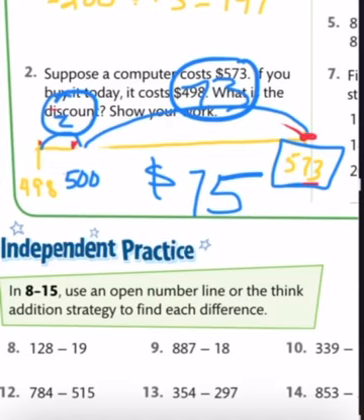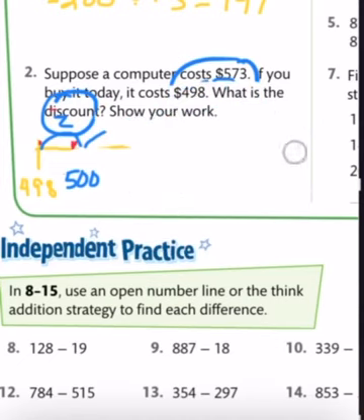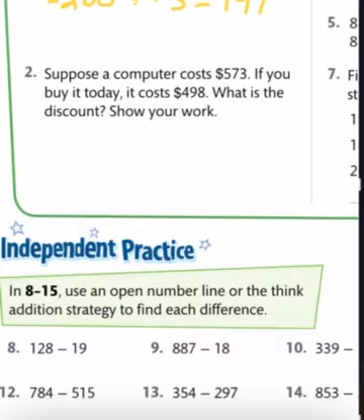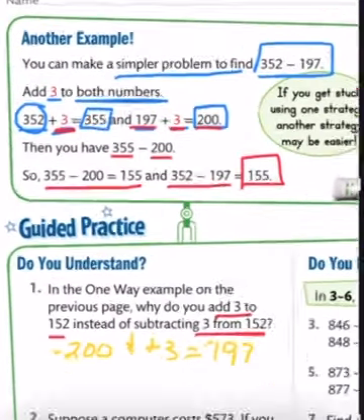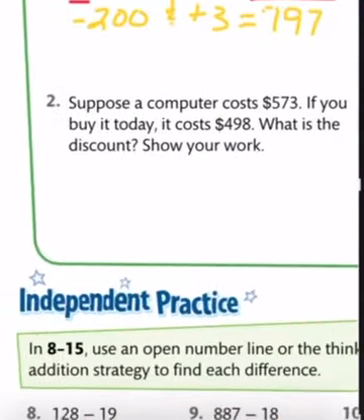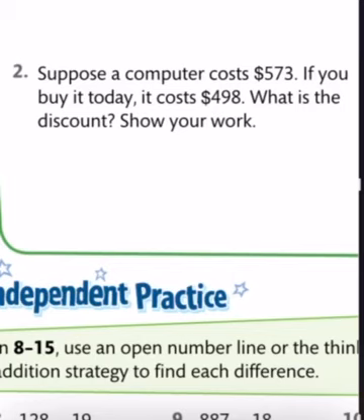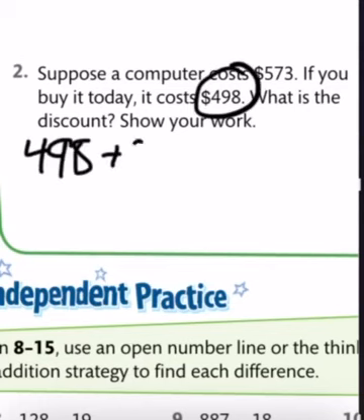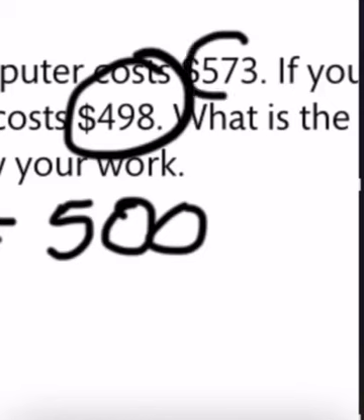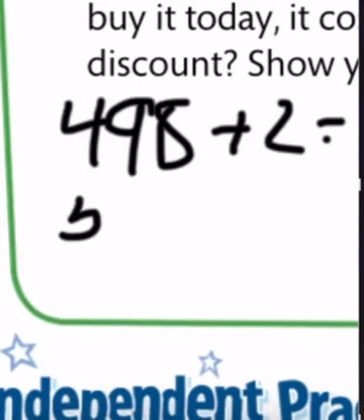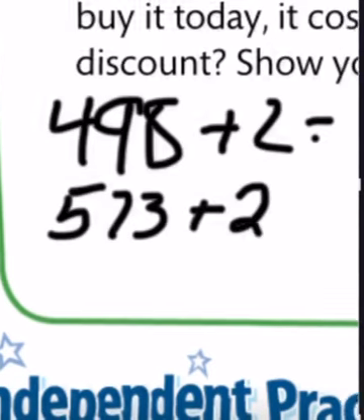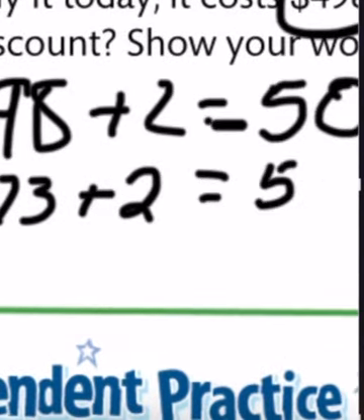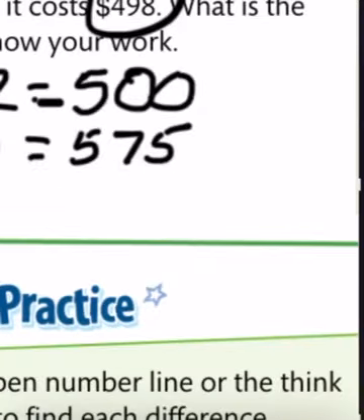One other method I want to show, and it's what we've already practiced here today, and that's very similar to what they did here at the top. Okay, so if we're at 498, I know I can add 2 to 498 to get to 500. So I can go 498 plus 2, and that equals 500. Now if I add 2 to 498, I also have to add 2 to my other number, 573. So 573 plus 2 equals 575.